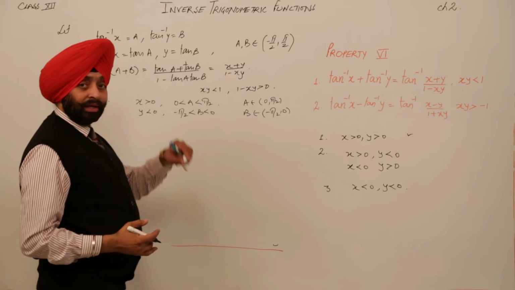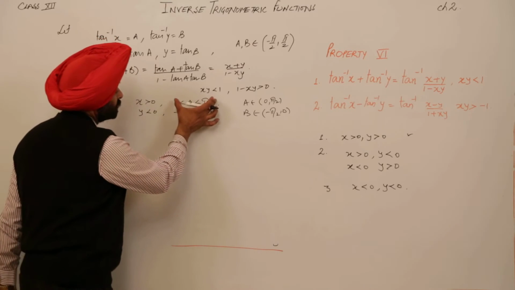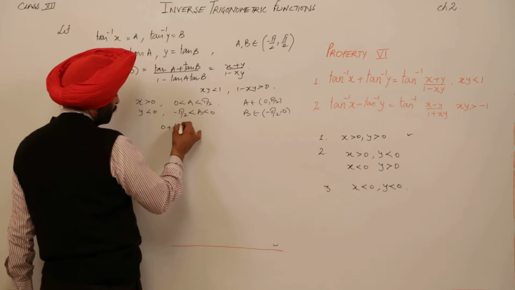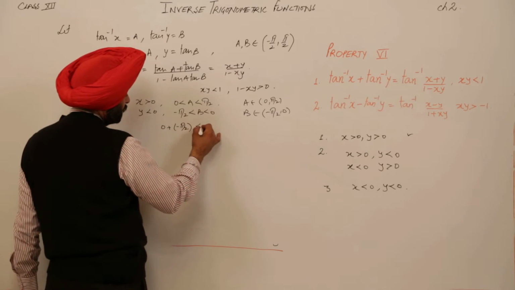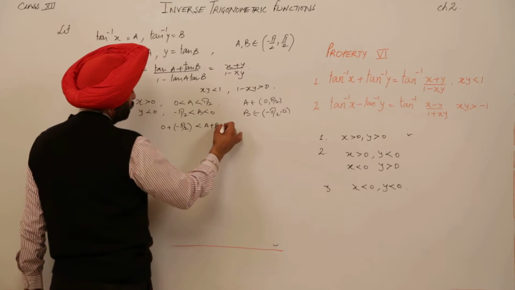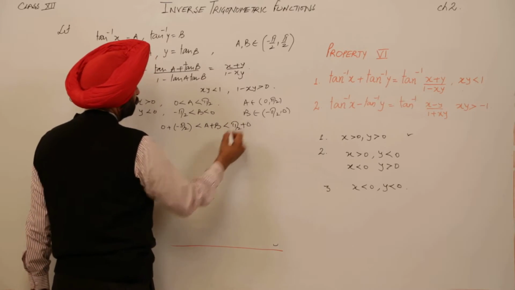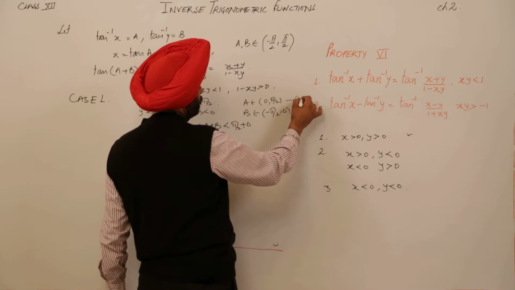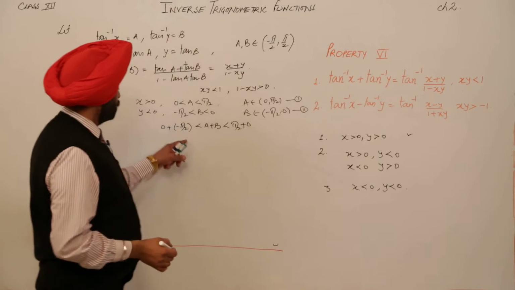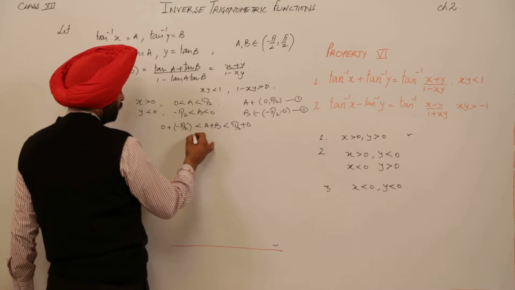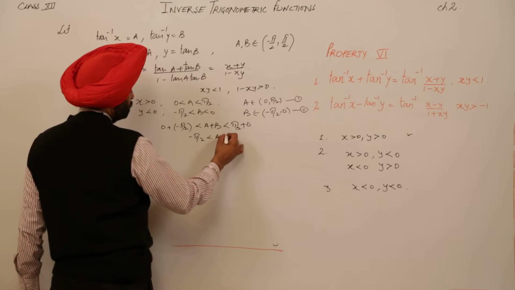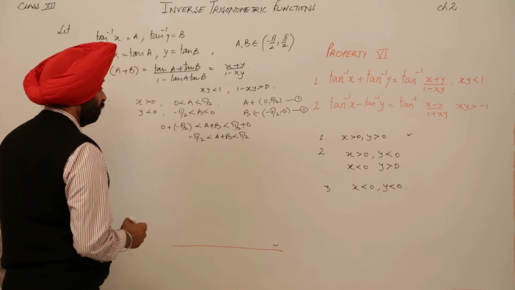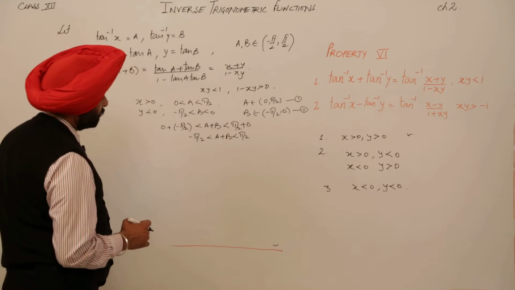Okay. Now again adding, we want a plus b. So we are adding this part and this part. What are we getting? Minus pi by 2 plus 0 is less than a plus b is less than pi by 2 plus 0. I have added this one and this one, adding 1 and 2. Basically we get minus pi by 2 is less than a plus b is less than pi by 2.